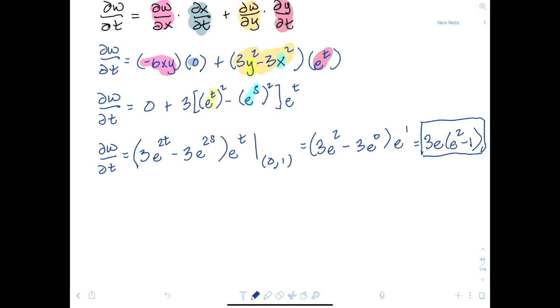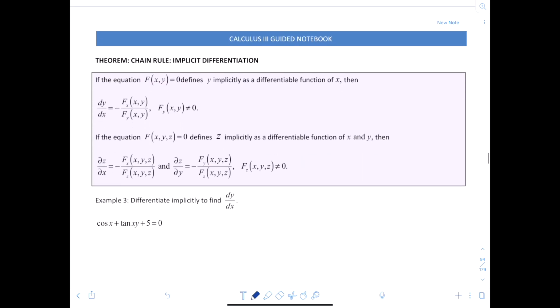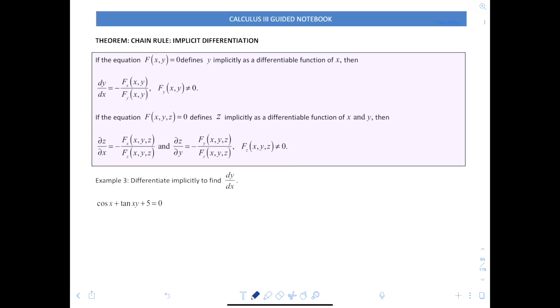We've gotten very far. So now we just have, I think, a couple pages left. So let's take a look at implicit differentiation with the chain rule.